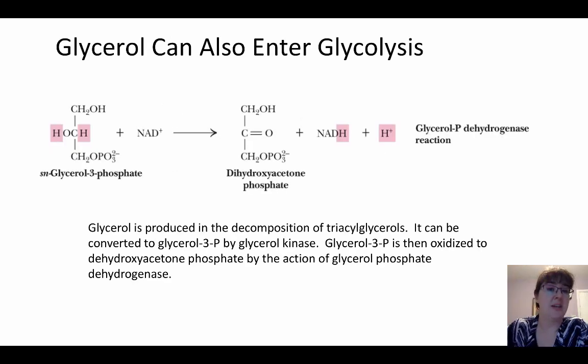So here again is the next step in that. Going from glycerol to glycerol 3-phosphate, and going from glycerol 3-phosphate to dihydroxyacetone phosphate. That does involve the glycerol 3-phosphate being oxidized. So therefore we'll also produce a molecule of NADH as it goes along.